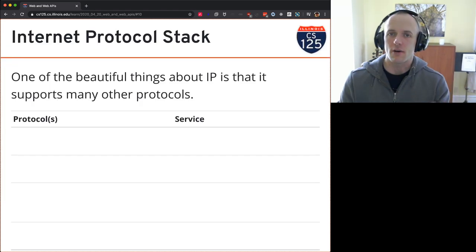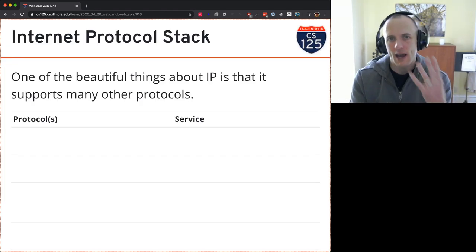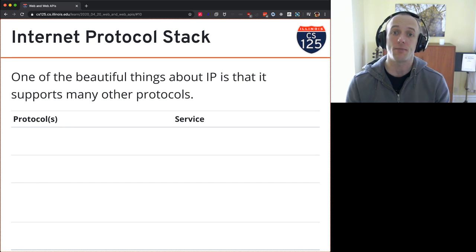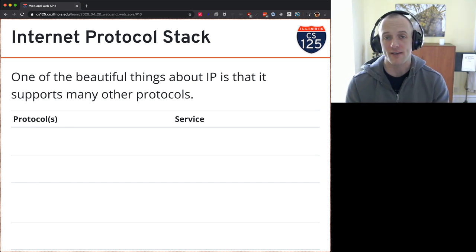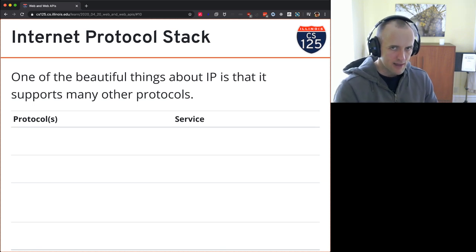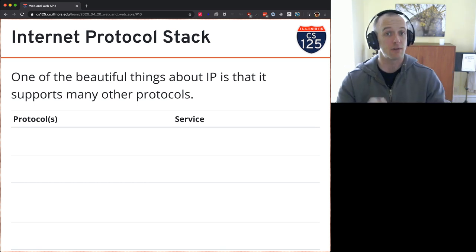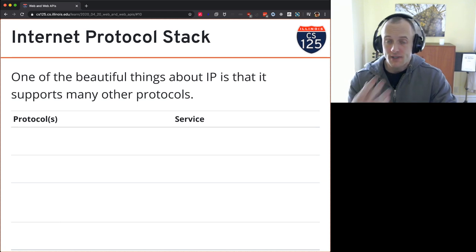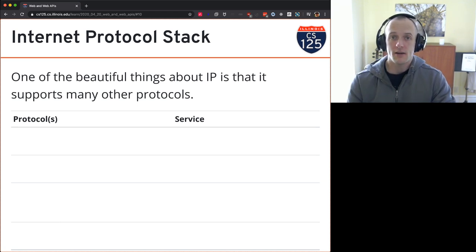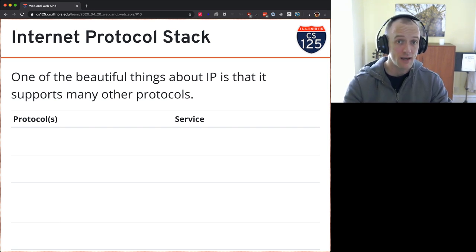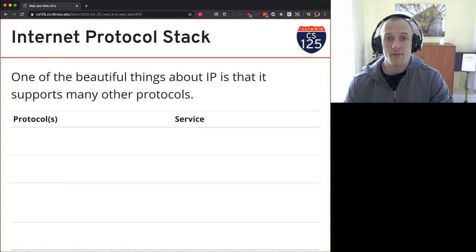All right, you might think, why is it so important what the IP protocol didn't do? Part of that is because it allows things to build on top of it. Remember, the IP protocol is sort of like the envelope. What you put inside that envelope is up to you. And what we've done over time is that the internet is now supporting lots and lots of fascinating new services and applications and protocols that are built on top of IP. Some of these protocols you've heard of, some of them you haven't.